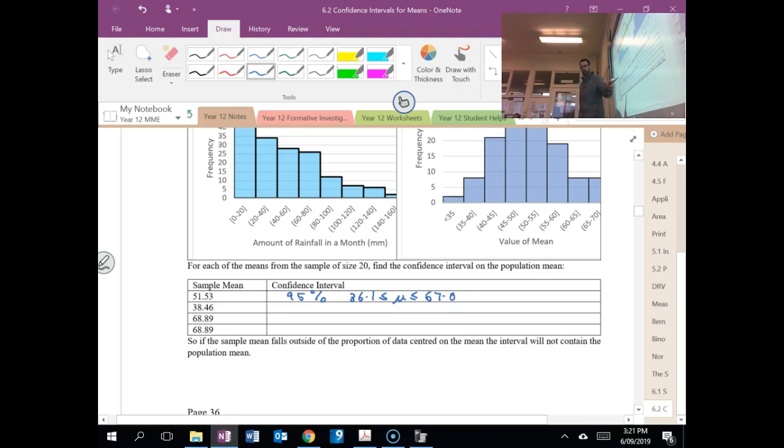Notice, when I write my interval, it's mu that's in the middle there. A lot of students don't really understand what they put in the middle, so they might put X bar. And you'll lose a mark in a test or exam for putting X bar there. Has to be mu, because this is an interval on the population mean. It tells us we don't care about the sample mean. We know what the sample mean is. We calculated that. This is an interval on the population mean.